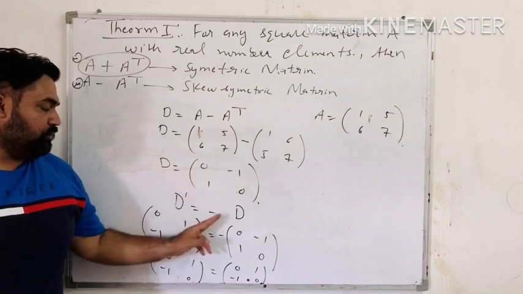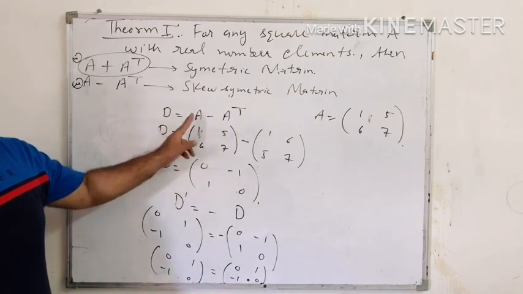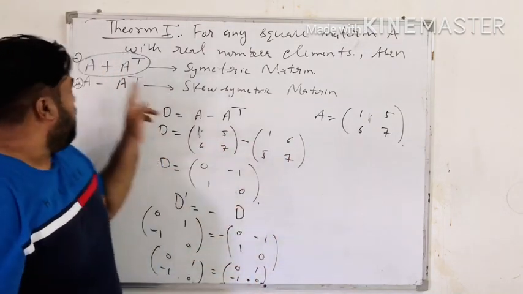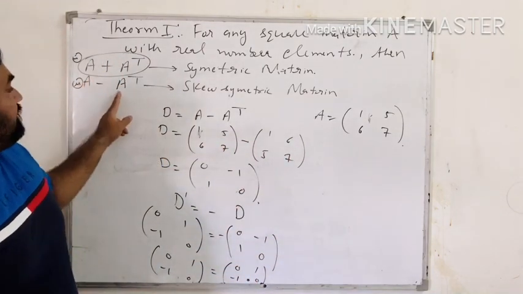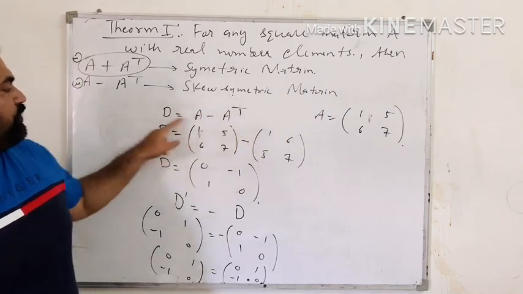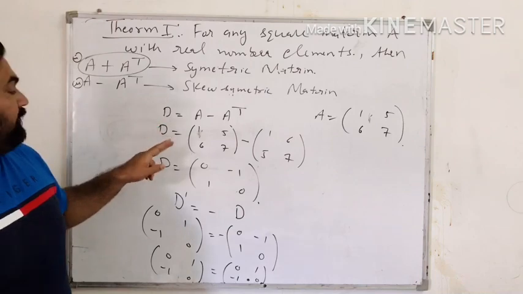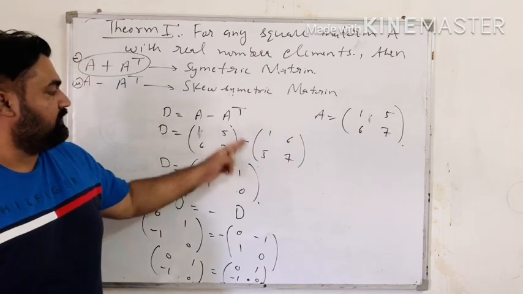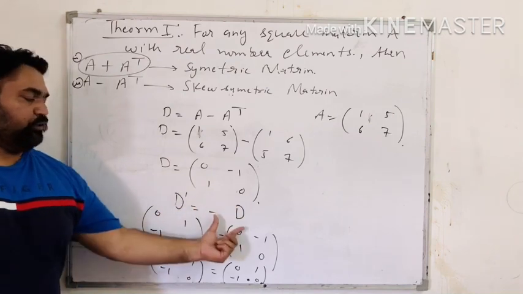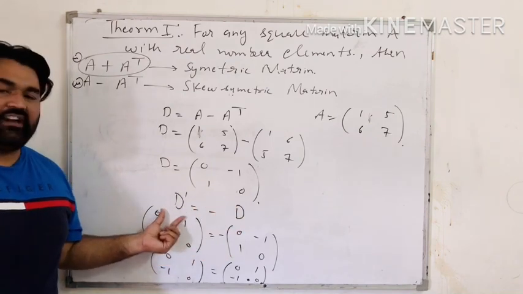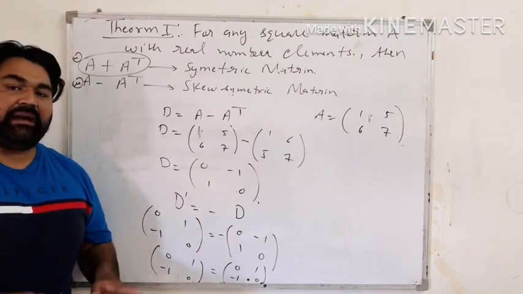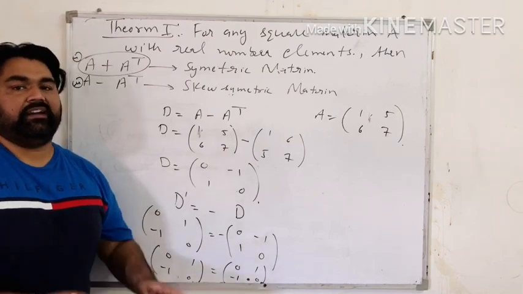So if D transpose equals minus D, it means D equals A minus A transpose is a skew symmetric matrix. I repeat. We have to prove A minus A transpose is a skew symmetric matrix. We assume A minus A transpose equals D. Now we have to find the value of D. So D equals A minus A transpose. The value of D is this. Now we prove D transpose equals minus D. We put the values of D transpose as D. So left hand side equals right hand side. Hence we prove that A minus A transpose is a skew symmetric matrix.